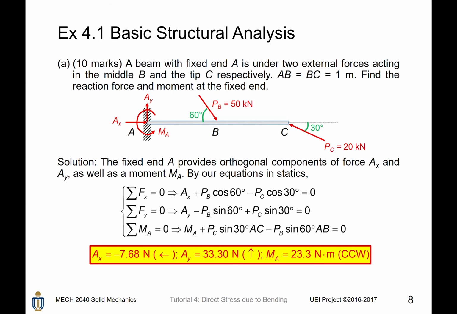this fixed end. By our equations in statics, we know that the net force in the x direction is 0, meaning that AX plus PB cosine 60 degrees minus PC cosine 30 degrees equals 0. Also, the net force in the y direction is 0, meaning that AY minus PB sine 60 degrees plus PC sine 30 degrees equals 0.